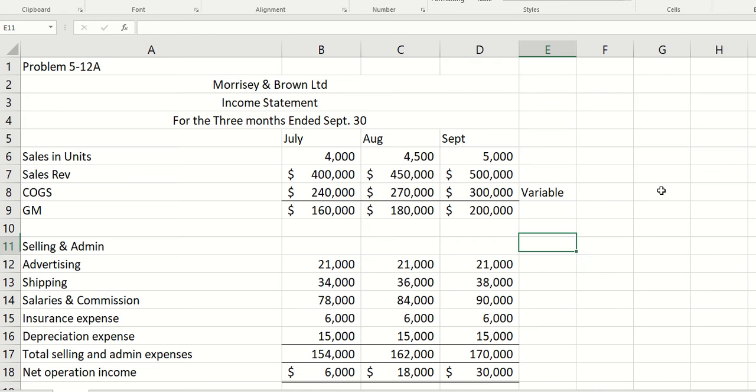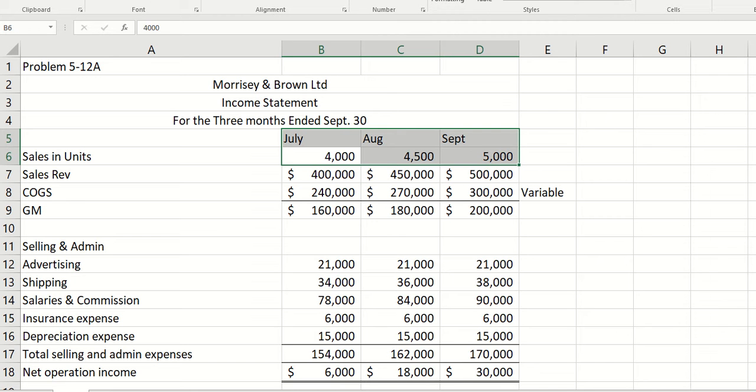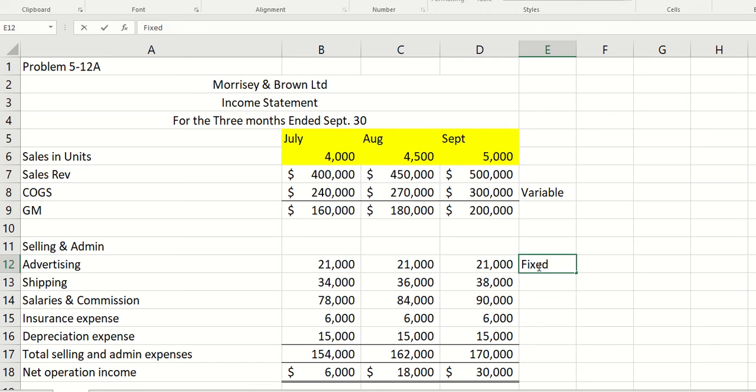Variable. Okay. Advertising is the same no matter how many units I'm producing. My units are increasing, and I can just highlight those. These are your units of production. This is our activity, and while it's increasing, the cost is staying constant, so this looks like a fixed cost to me.